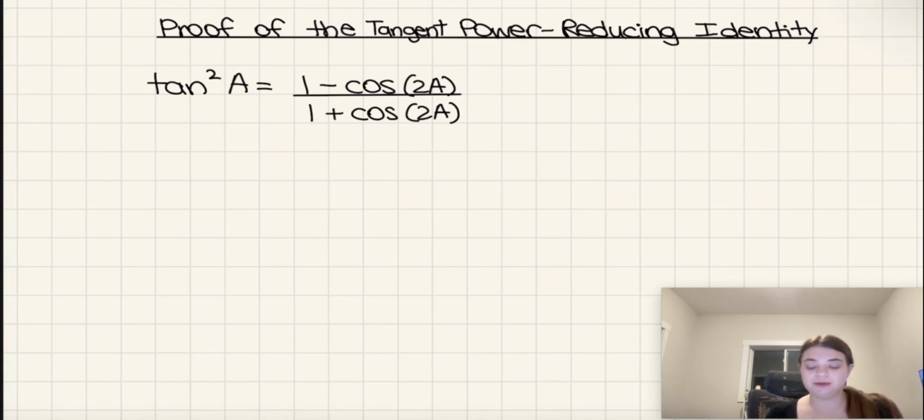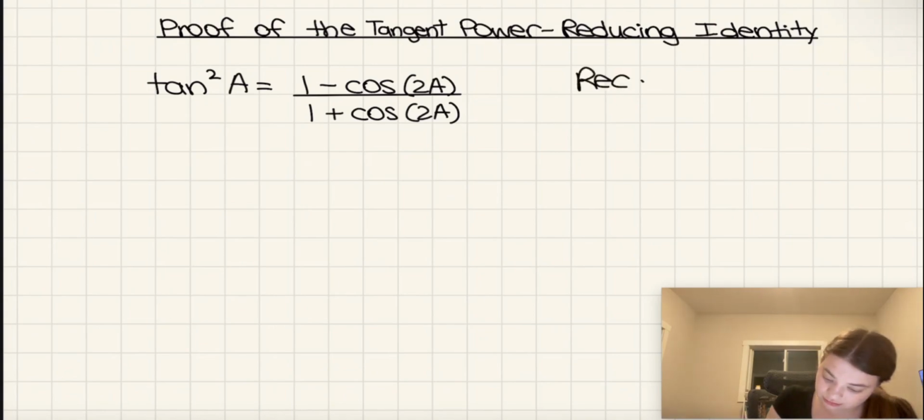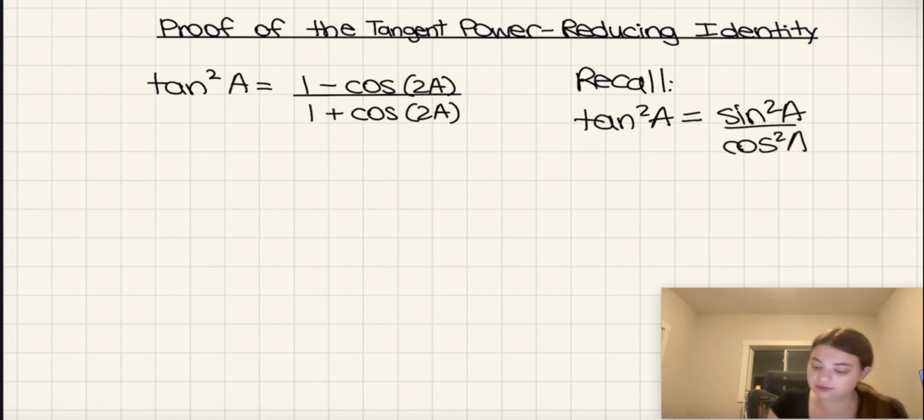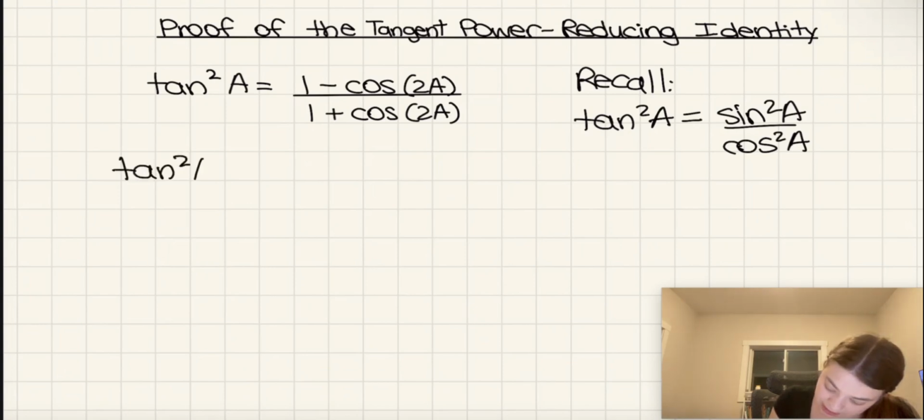The first thing we're going to do is recall that tan squared a is equal to sine squared a over cosine squared a, right? We know this is true because tangent of a in general is equal to sine a over cos a. Therefore, tangent squared a would be equal to sine squared a over cosine squared a. So let's start with that.